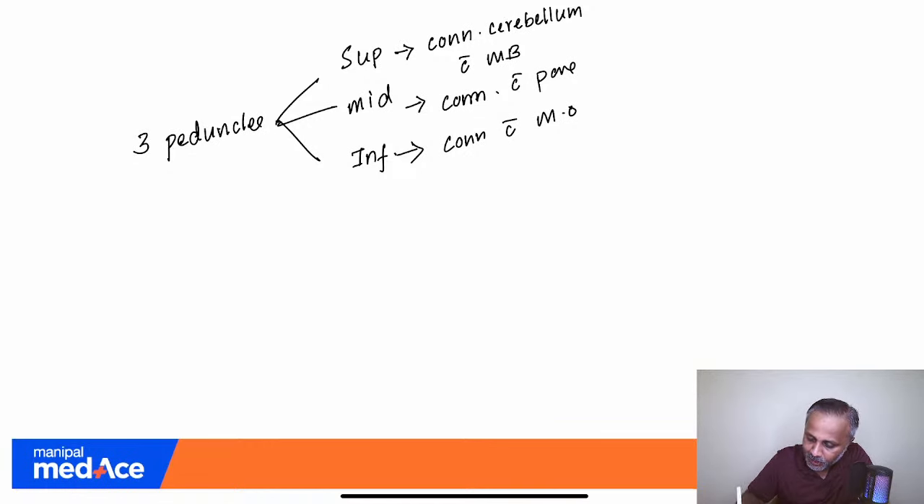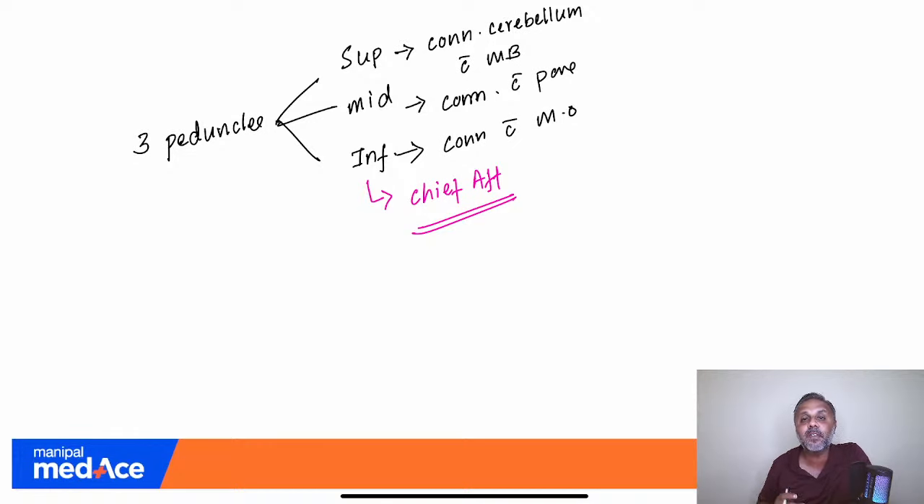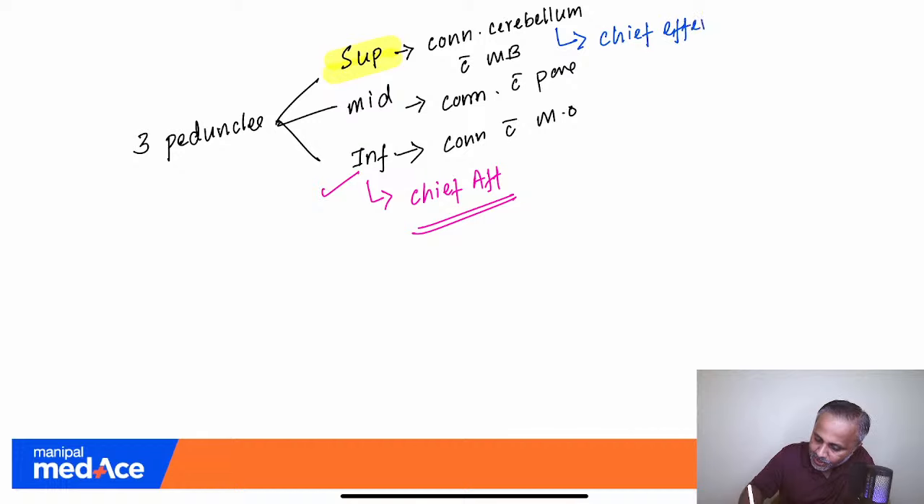But when we talk about the inferior cerebellar peduncle, this is the chief afferent input of the cerebellum. All the afferents to the cerebellum mostly come through inferior cerebellar peduncle. Whereas the superior cerebellar peduncle is peculiar because this forms the chief efferent output. Okay, so this is the chief efferent output.